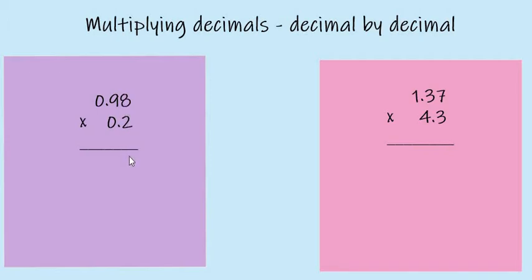8 2s, 16, write 6, carry 1. 2 9s, 18, plus 1, 19. Write down our 9. Carry our 1. 2 times 0 is 0, plus 1 gives us 1. Very good.